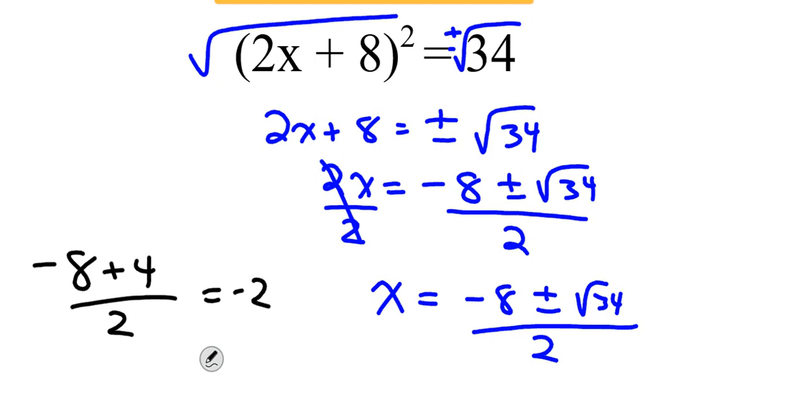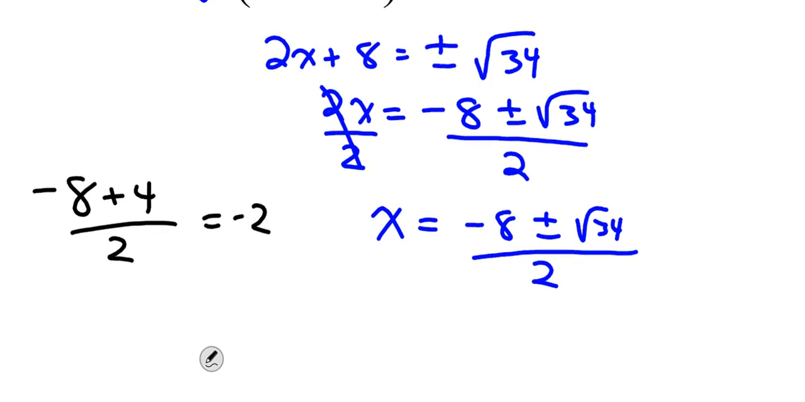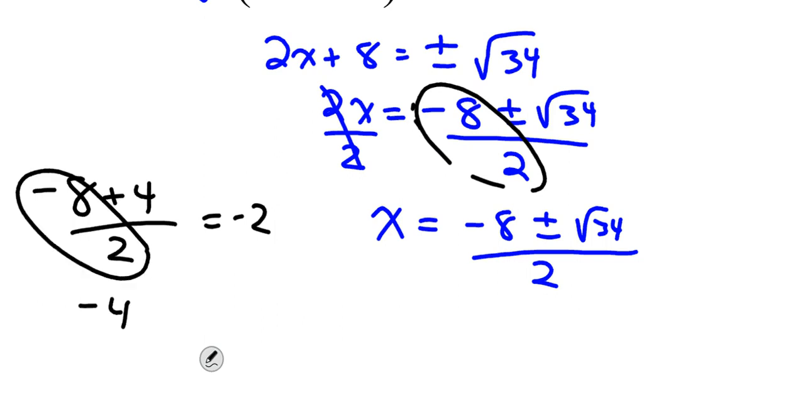But what if we did what some people were going to do and just focused on that negative 8 and the 2? We would say, oh, negative 8 divided by 2, that's negative 4. Okay, and then there's a 4. It's like, uh-oh, that's not right. So we cannot do it that way.